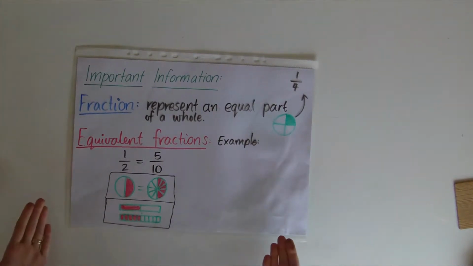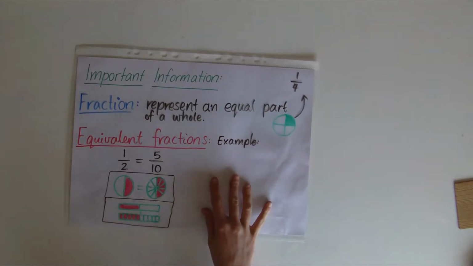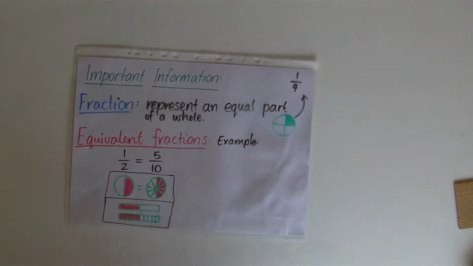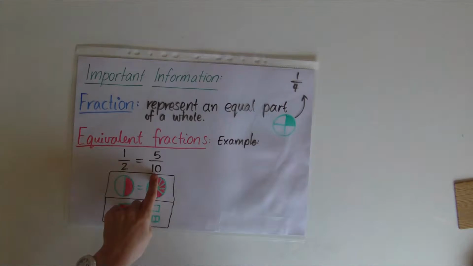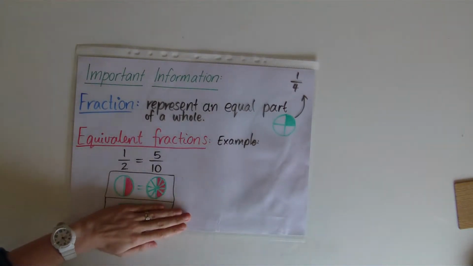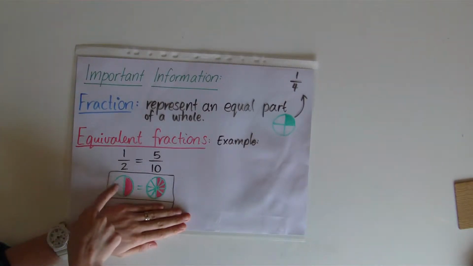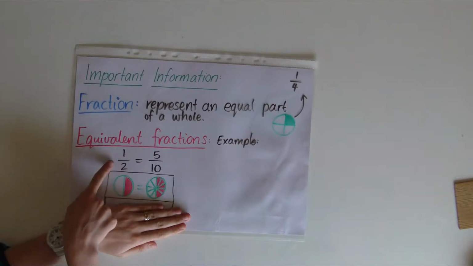So equivalent fractions, I've got an example here to explain what this actually means. Equivalent fractions are fractions that are of the same amount, I guess you could call it. So for example, half is the same as, or it's equivalent to, 5/10. Now I've just got two different types of models here. I've got the circle one and then the bar ones. This one here represents 1 out of 2 parts. There's 2 parts here, so 1/2.